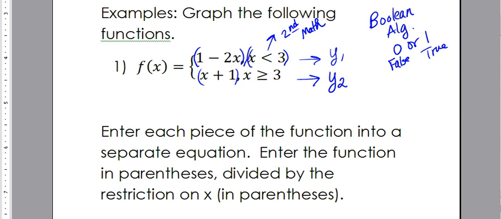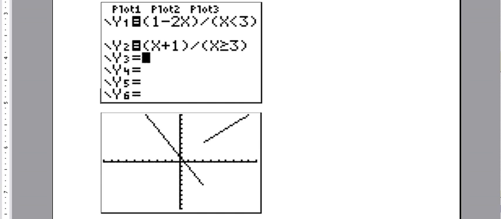Okay, so let's take a look at what this would look like on the calculator. So I've already done this for you. If you press Y1, and then here I have in parentheses 1 minus 2x, close parentheses, divided by, in parentheses, x is less than 3. So again, I do the test menu and choose the appropriate inequality symbol. Then I go to Y2 and enter the other function, x plus 1, divided by x is greater than or equal to 3.